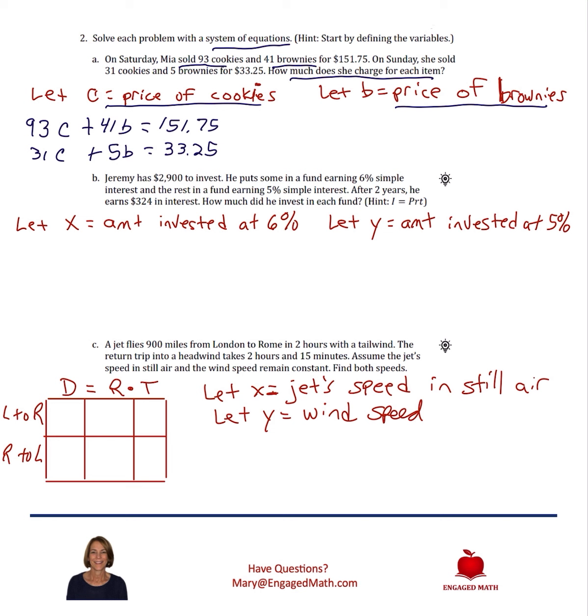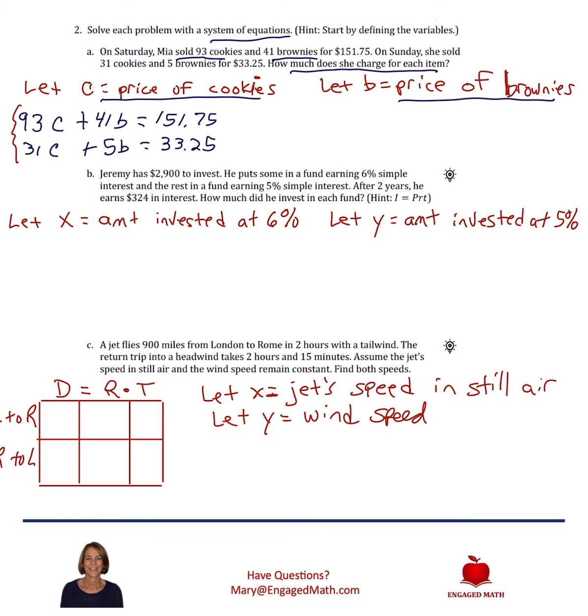If you look at the two equations, it might not appear obvious, but there's a big hint here. If you look at these two C's, the second one, 31C, can be multiplied by -3 to give us -93, which will allow us to eliminate one of the variables. So I'm just going to rewrite the first equation: 93C plus 41B equals $151.75. The second equation, I'm going to multiply through by -3.